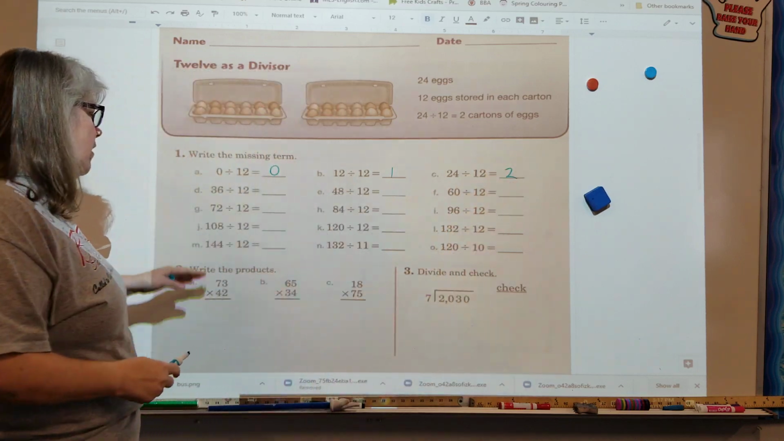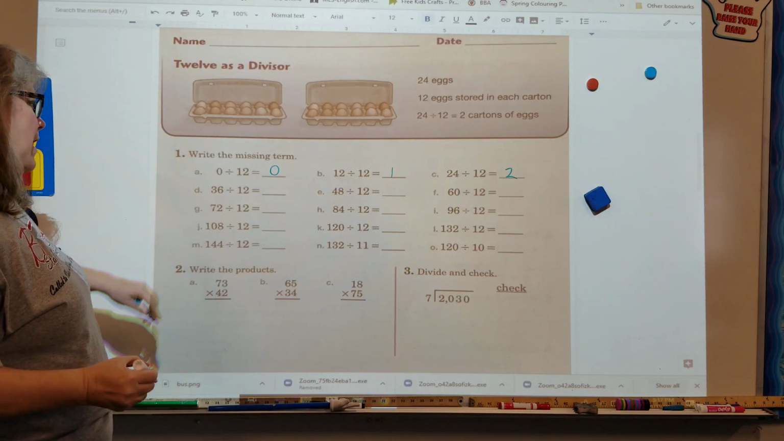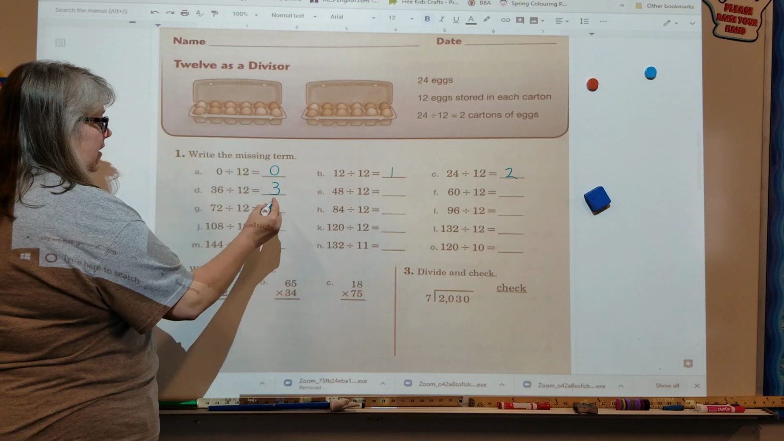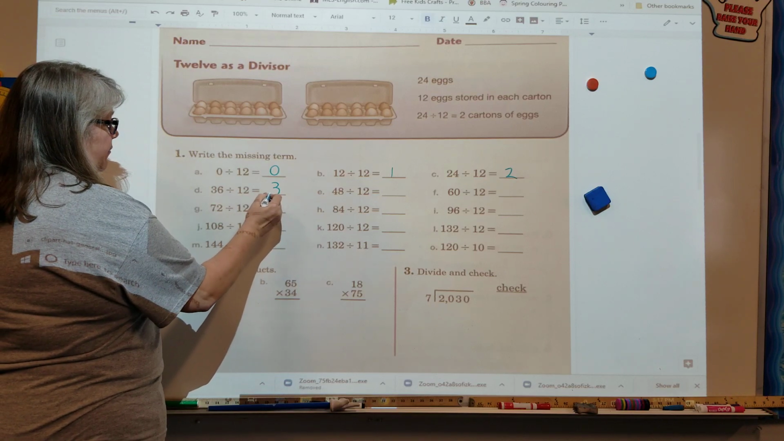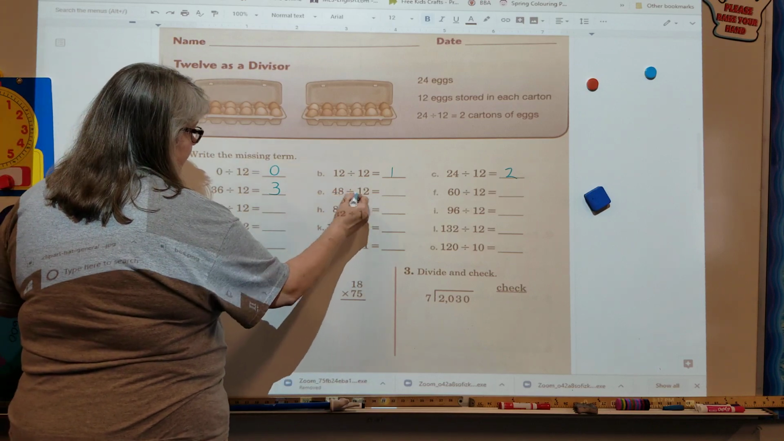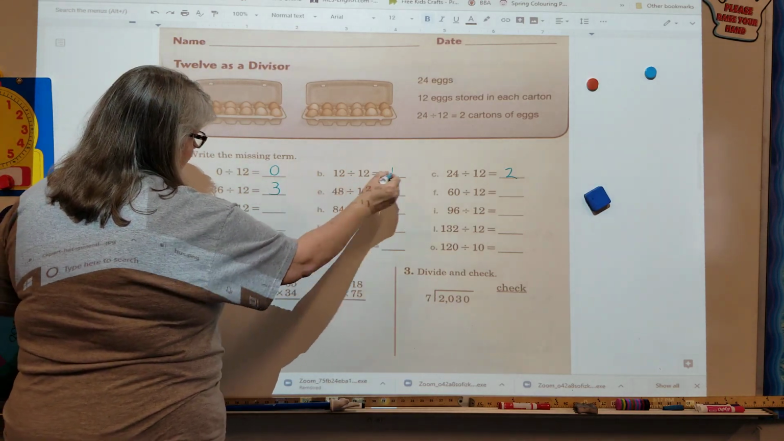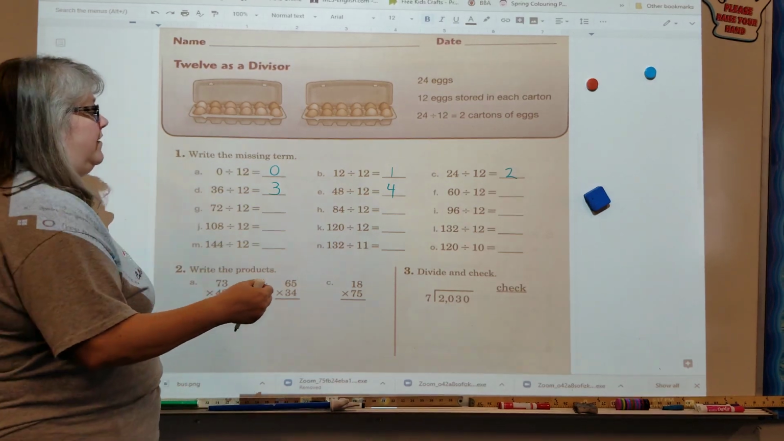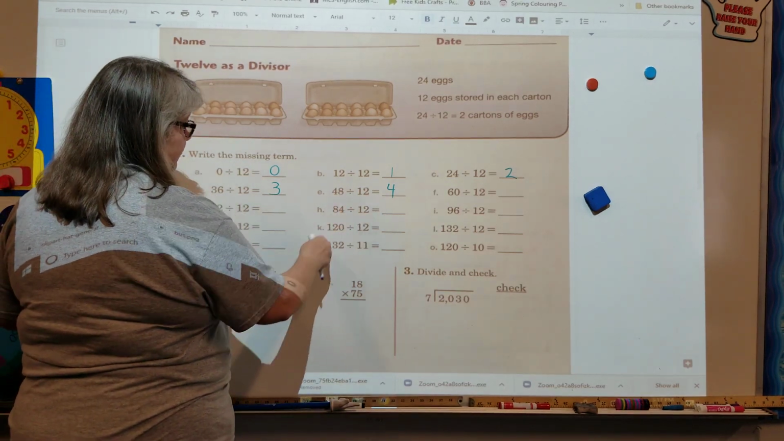And then you're going to go on, seeing this pattern, you're probably going to know right away that this is 3. Now to check it, let's go backwards. 3 times 12 is 36. And this one is going to be 4 because you know 0, 1, 2, 3, 4. I'm sure you've already noticed that pattern. But in your mind, go ahead and think back, okay, 12 times 4.